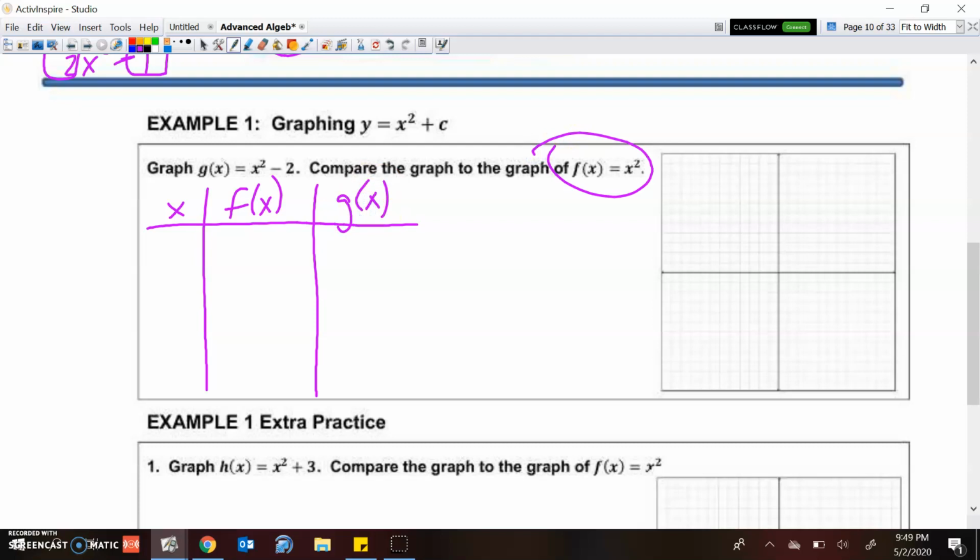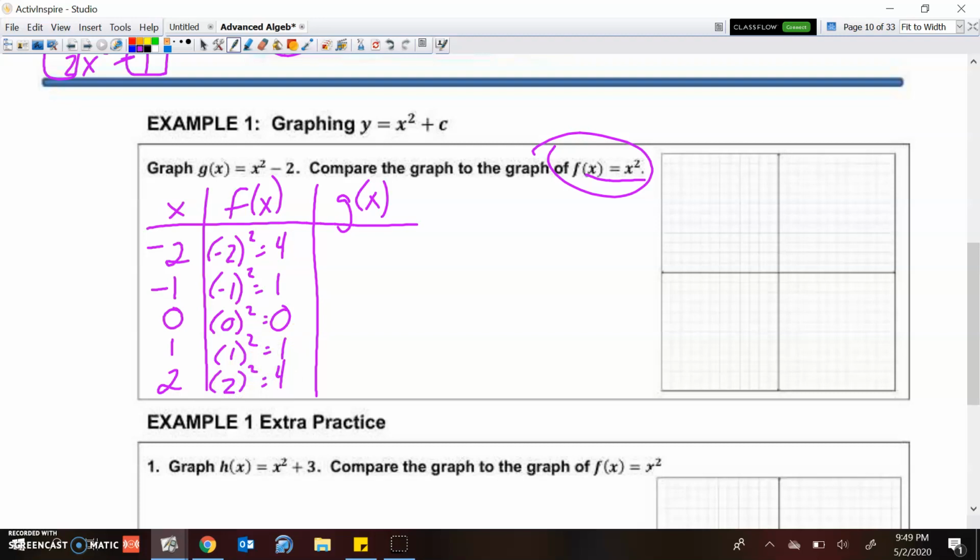Okay, now f of x, hopefully we're getting to a point where if we use just our standard ones, we're starting to remember what the outputs are. But anyways, remembering f of x is x squared. So this is negative 2 squared, which is 4. This is negative 1 squared, which is positive 1. This is 0 squared, which is 0. 1 squared, 1, and 2 squared, 4.